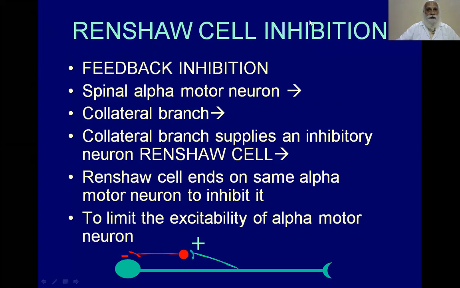Renshaw cell, now we come to inhibition. Renshaw cell inhibition. The spinal cord has the soma of the alpha motor neuron, and then this is the motor nerve fiber. It gives a collateral to another cell, which occurs in the spinal cord itself, and this small, short cell is the Renshaw cell. This causes inhibition, what you call Renshaw cell inhibition. And the neurotransmitter here is acetylcholine.